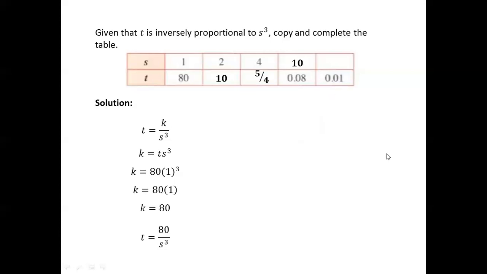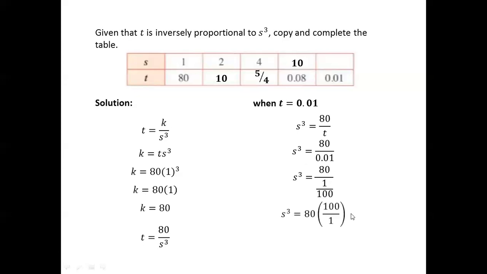And for the last value in this question, when t is equal to 0.01, we can substitute that for the t value in the formula. Again, we can express this in its fractional form. That will be 80 over 1 over 100. And simplifying this complex fraction, this gives us 80 times 100 over 1. We now have s cubed is equal to 8,000.